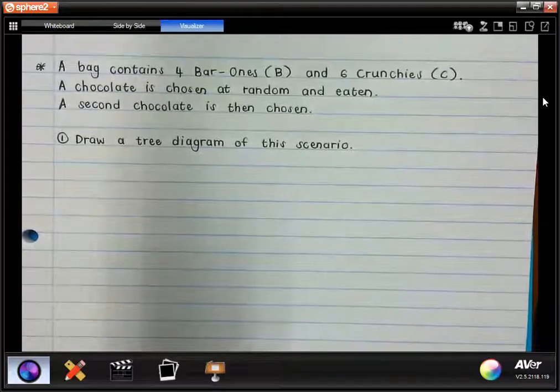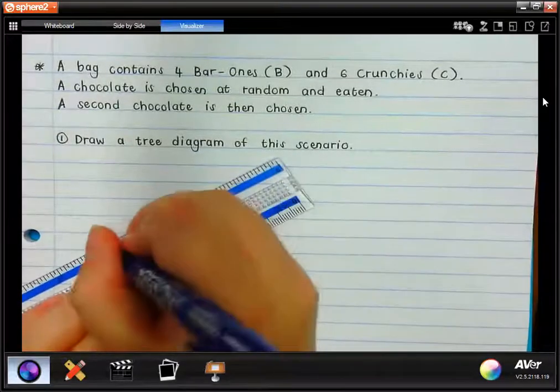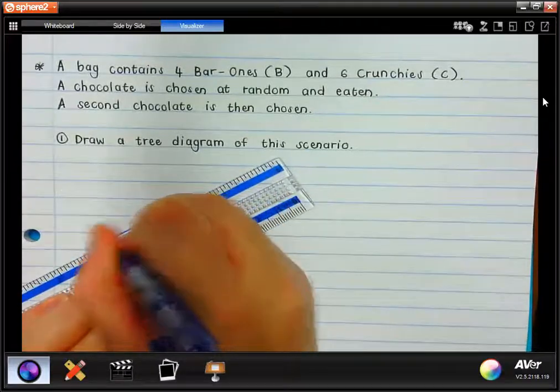Okay, how many chocolates are being chosen? Being taken out of this bag? 2, hey? They're saying that you're taking a chocolate out and then you eat it up and then you're choosing a second chocolate. So for our tree diagram, we're going to have 2 sets of branches.